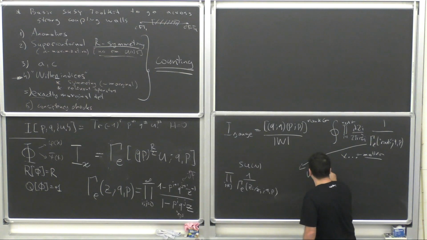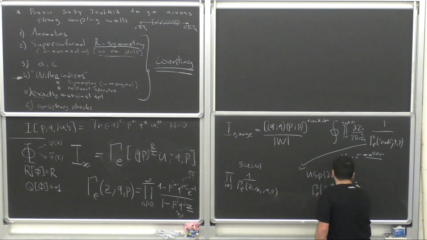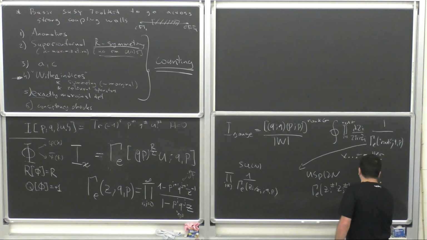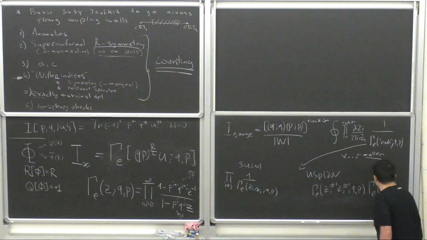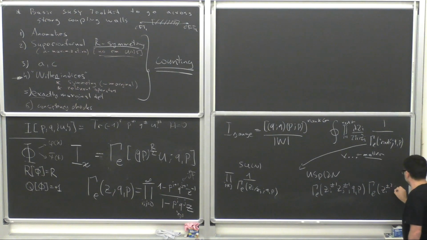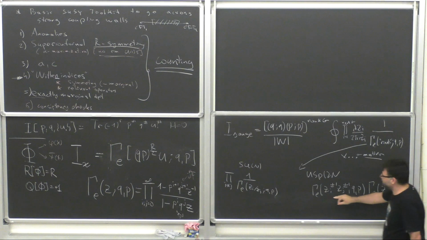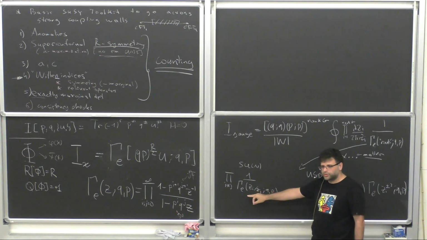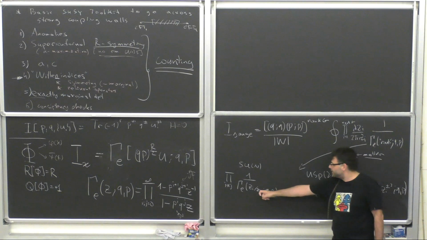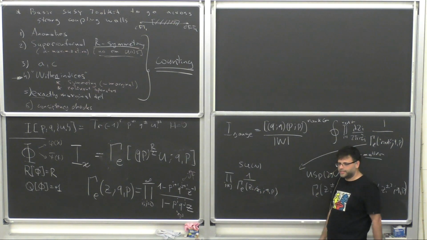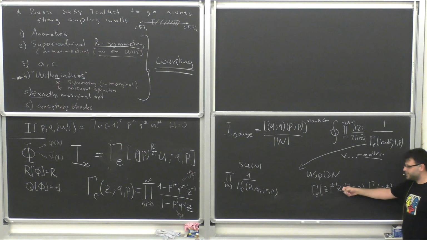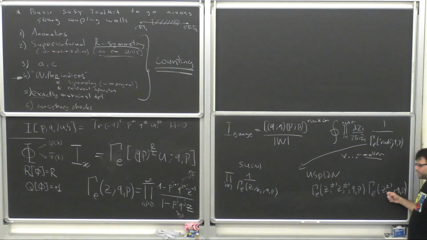For example, for USp(2n), we will have a similar thing, but now there will be gamma of z_i to the power plus or minus 1, z_j to the power plus minus 1, and also gamma of z_i to the plus minus 2. If you remember your group theory, this corresponds to roots of the corresponding groups. Like here, the roots are e_i minus e_j, and here they are plus minus e_i plus minus e_j, and plus minus 2 e_i.